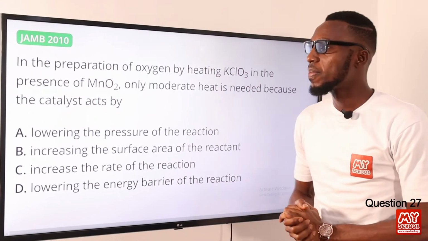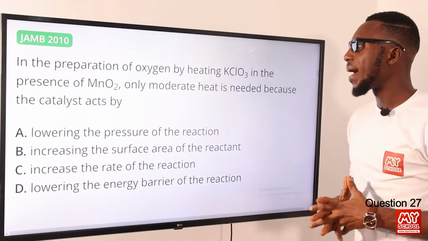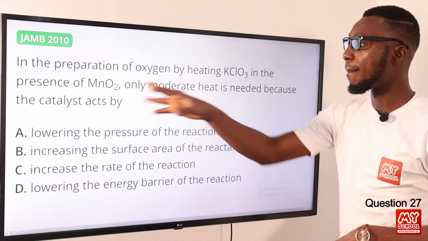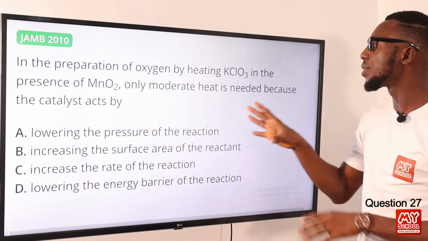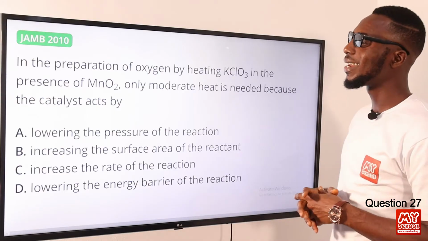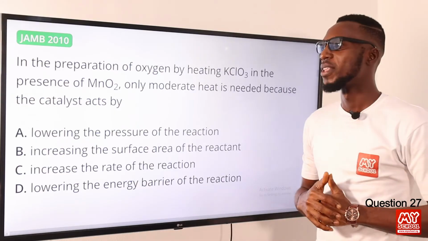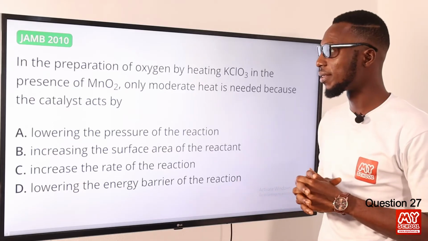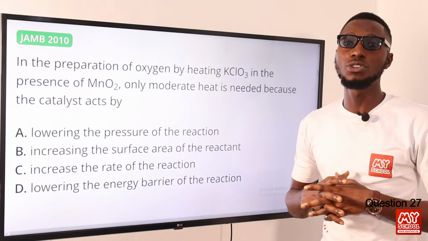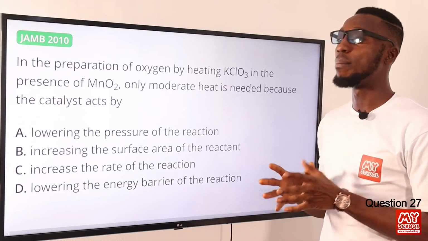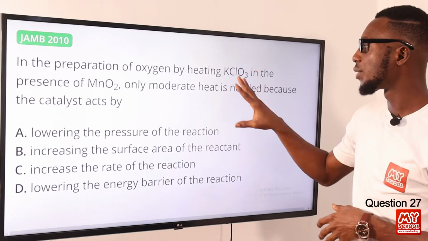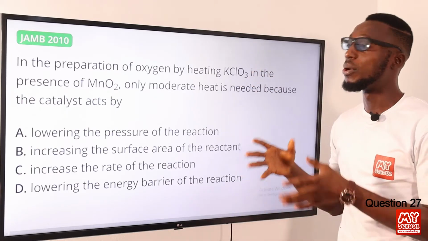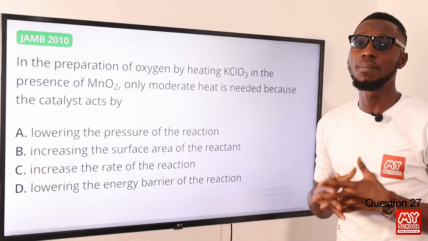Question 27. In the preparation of oxygen by heating potassium trioxochlorate(V) in the presence of manganese(IV) oxide, only moderate heat is needed because the catalyst acts by doing what? First let's talk about oxygen. That is the most abundant element on earth, and in the lab preparation of oxygen, you can use the decomposition of potassium trioxochlorate(V), or you can use the catalytic decomposition of hydrogen peroxide.